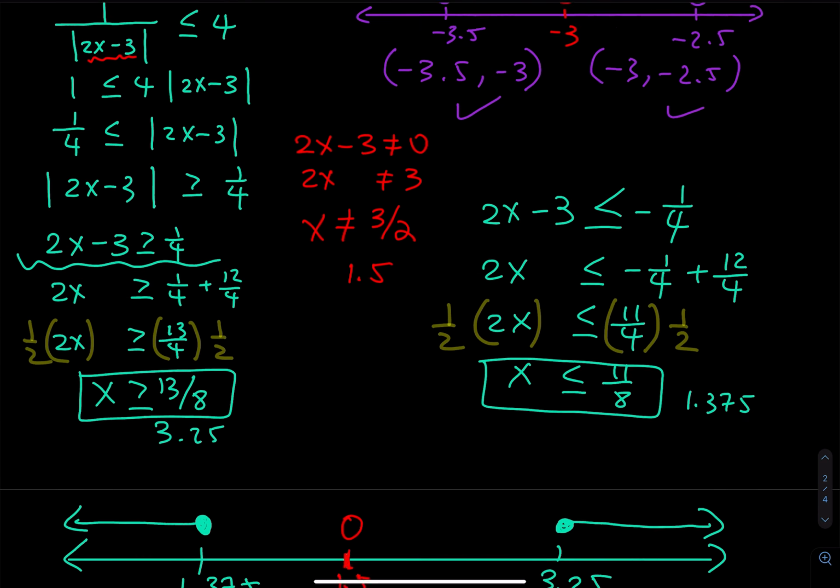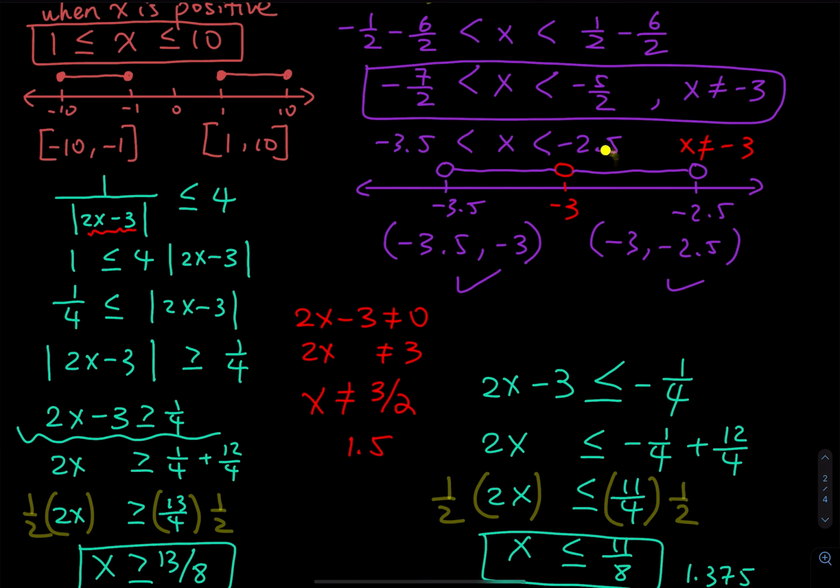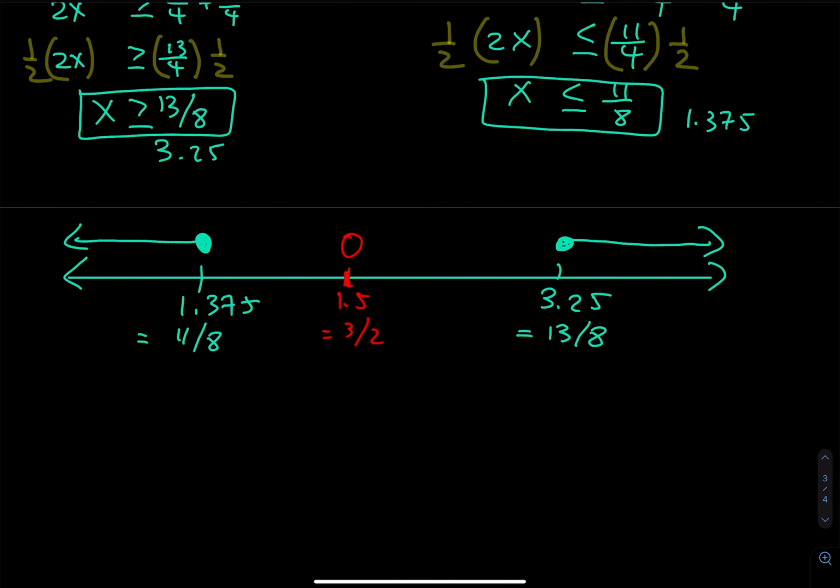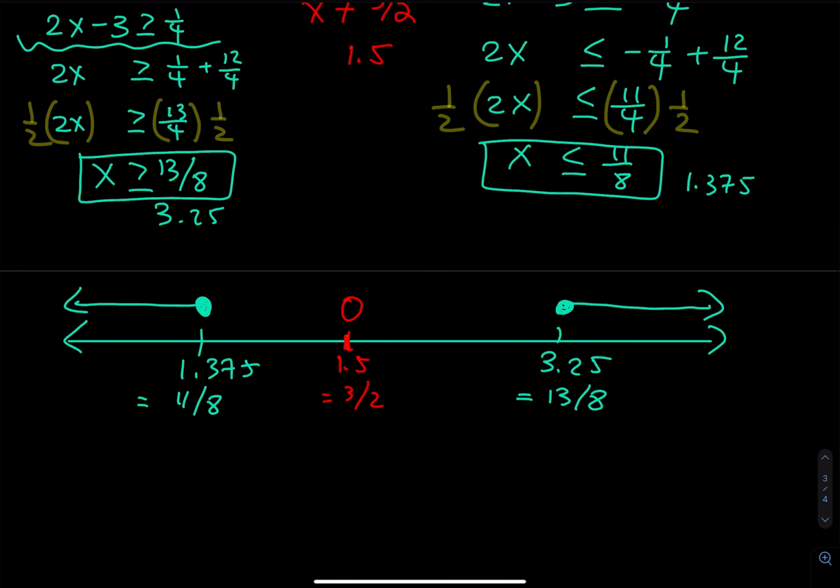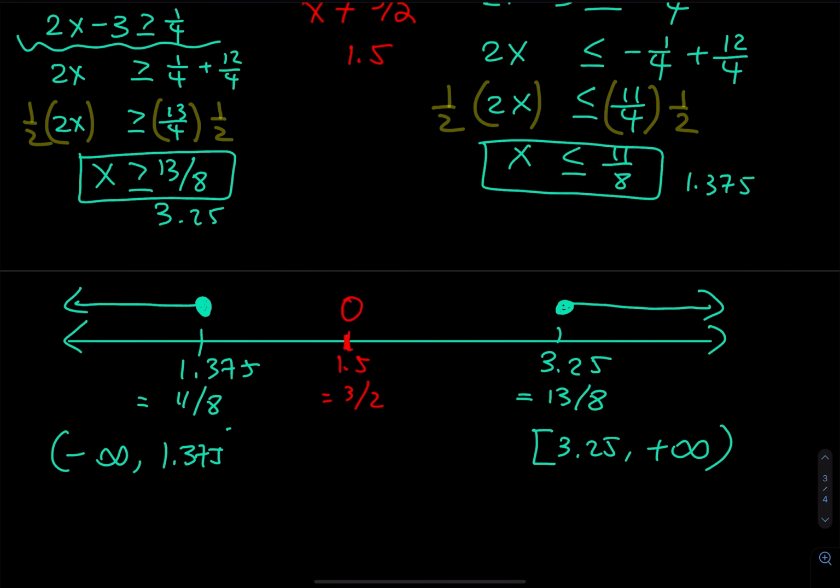Compared to the previous problem, in the previous problem the restriction affects the intervals, right? Because if you don't mention it, you will just include negative 3. Once people say, okay, what about x equals negative 3, you will screw up the entire problem. So this one, the restriction 1.5 doesn't affect anything. So you have 3.25 to positive infinity, and then from negative infinity to 1.375.